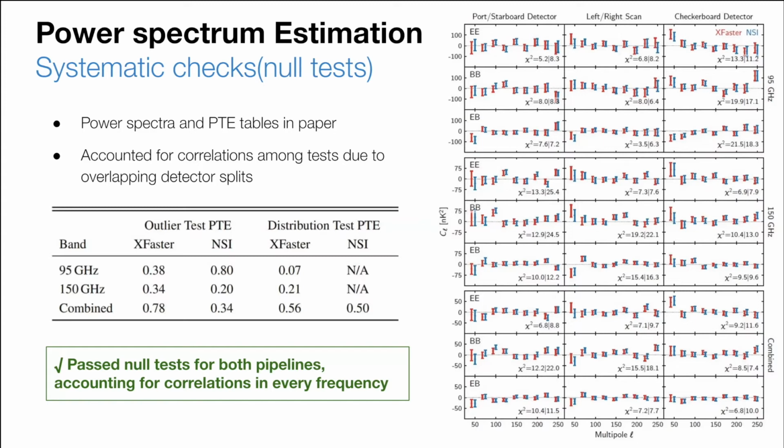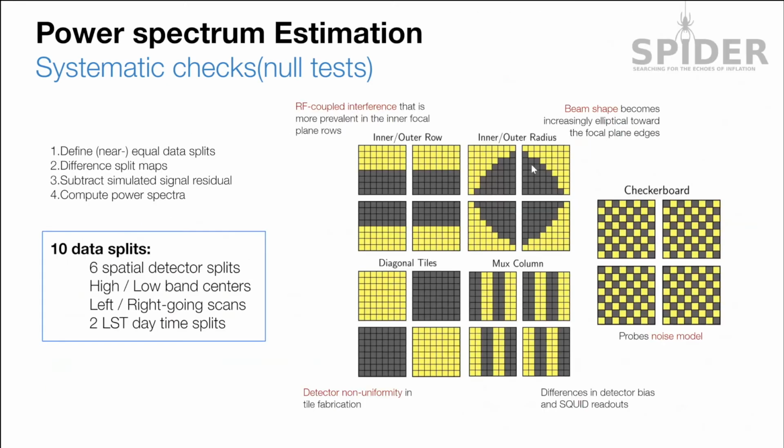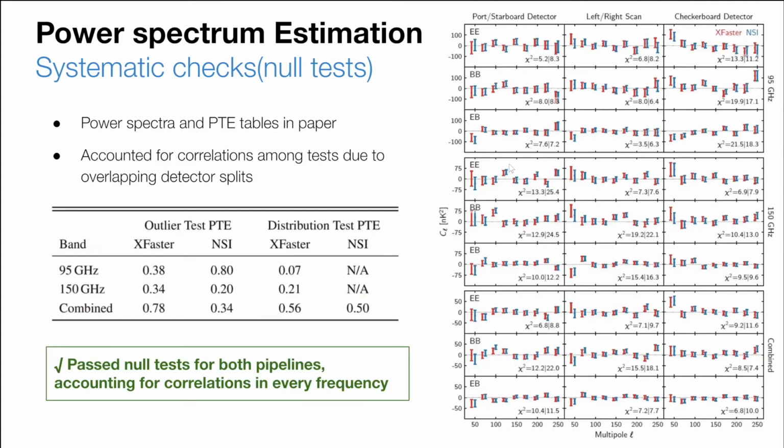Red is XFaster, blue is NSI. We used the full covariances to compute these chi-square values, so the correlations in these band powers are also included. And the full table of these chi-square related PTE values can be found in the paper. And after accounting for the correlations between tests due to overlapping detector splits, for example, this one and that one, we are very confident to say that we have passed our null tests for both pipelines. So our data is reliable to be estimated using these pipelines.